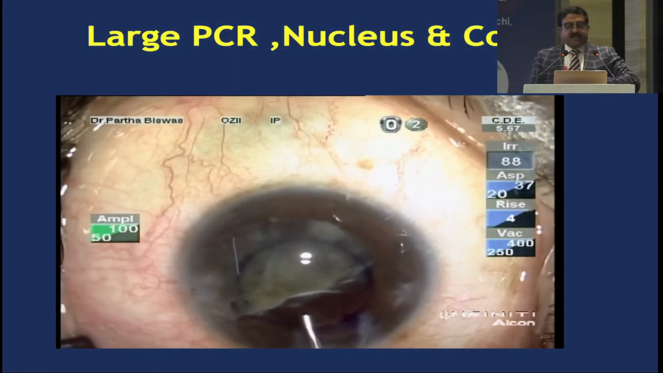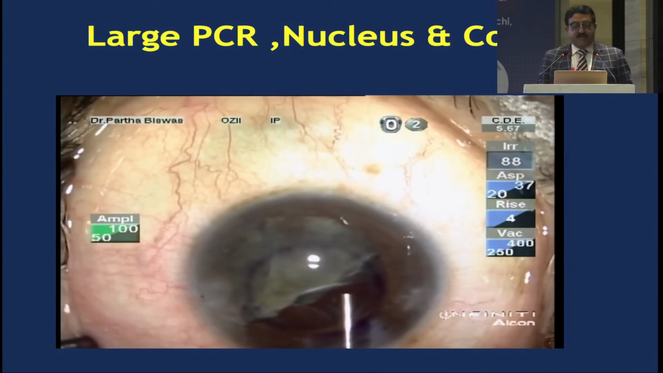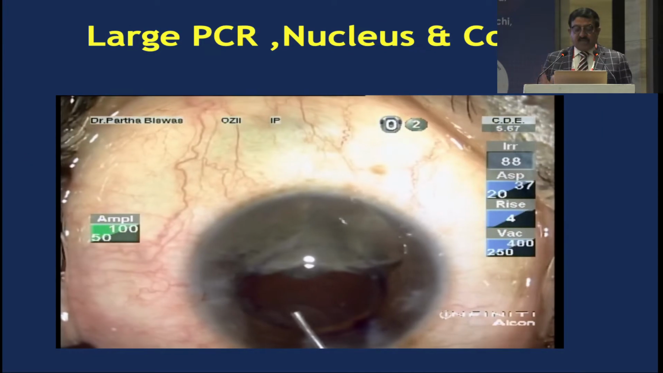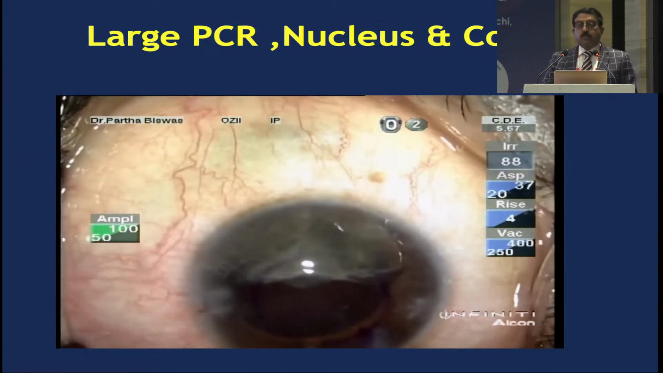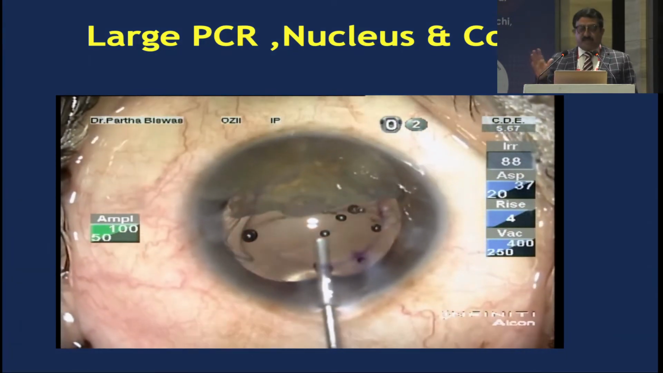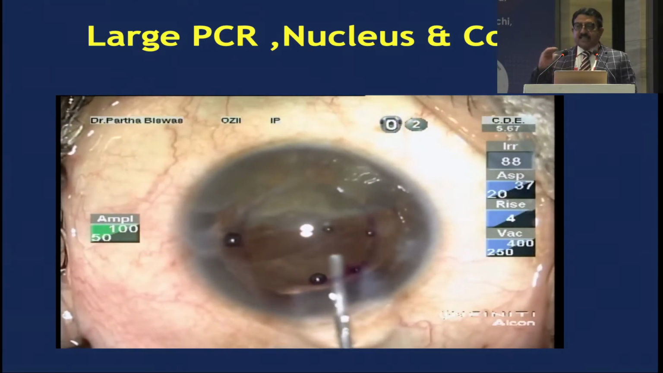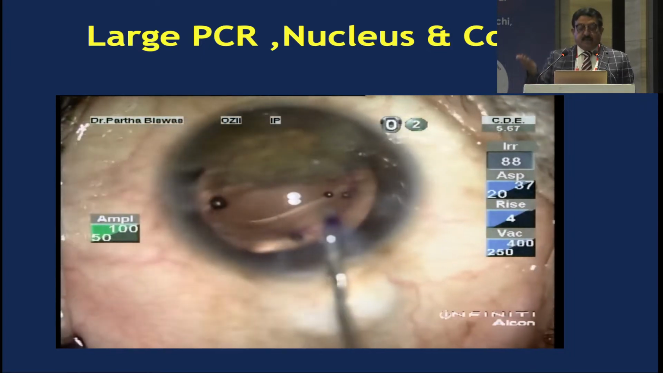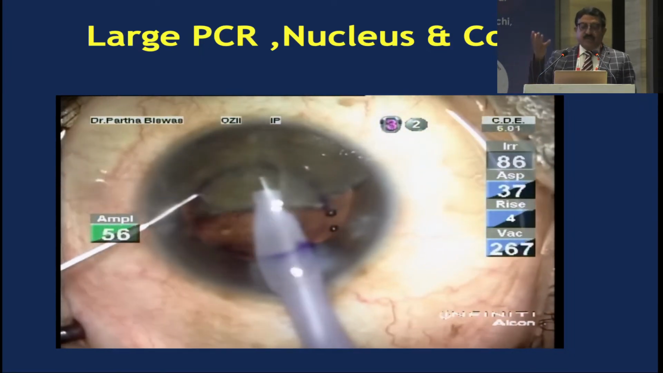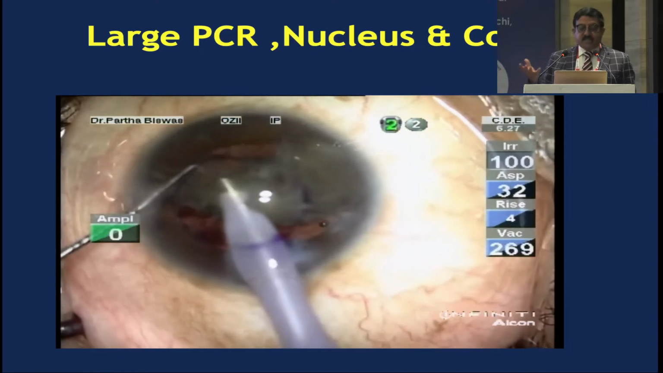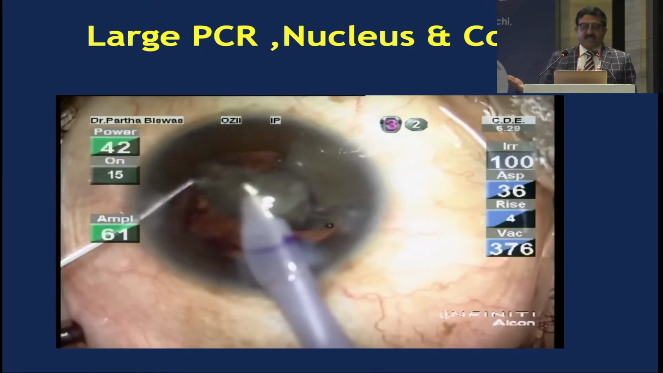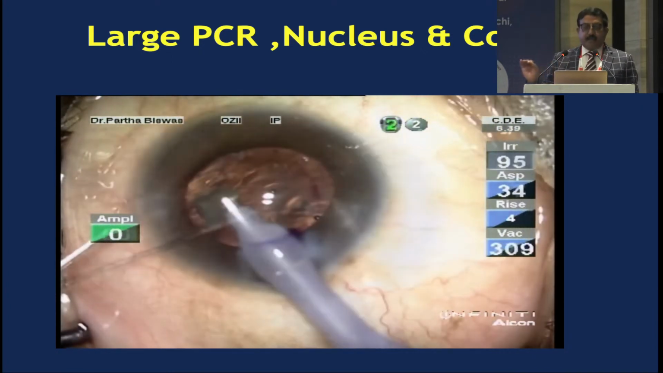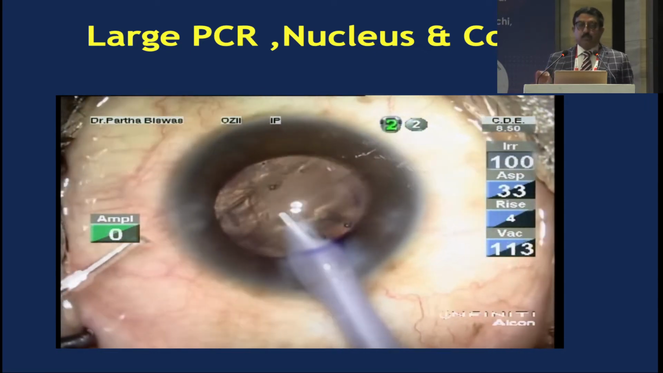Now, let us see in this case, there's a large PCR that has occurred, and a huge chunk of nucleus and cortex is there. Here, of course, it's impossible to convert it into a PCC. So what I first have to do is compartmentalize this chamber so that the viscoelastic is in between the large nucleus and the cortex, and the PC is down below. And with very, very low parameters, you can take away the nucleus and the cortex very smoothly.